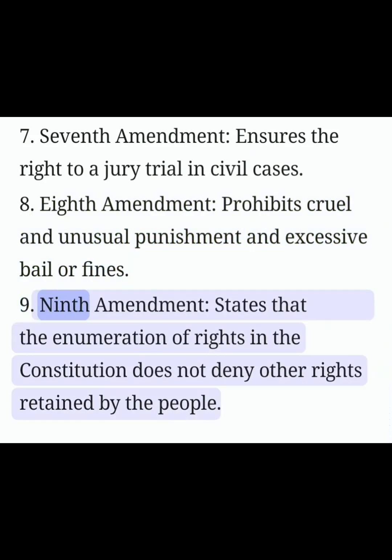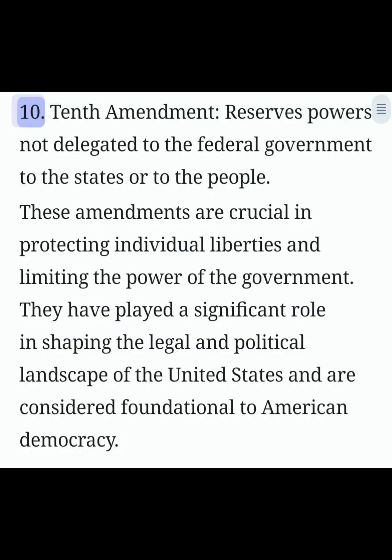9. The Ninth Amendment states that the enumeration of rights in the Constitution does not deny other rights retained by the people. 10. The 10th Amendment reserves powers not delegated to the federal government to the states or to the people.